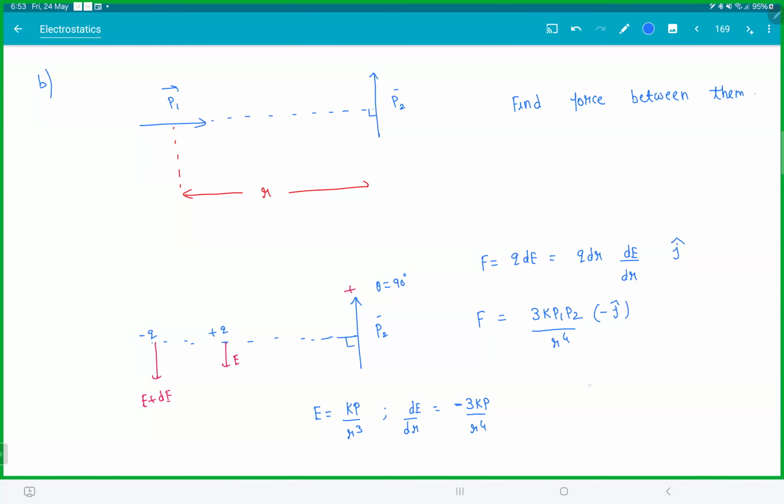Clear? And what about the potential? Potential on the axial line is 0. Bisector, na? It's an equipotential plane, 0 potential. Therefore, the potential energy is 0. Means you need not do any work to separate them to infinity.